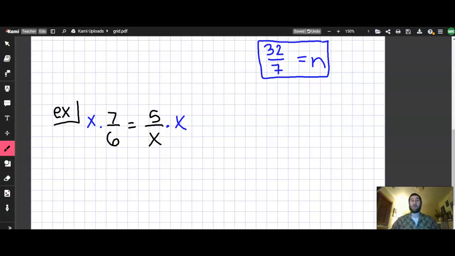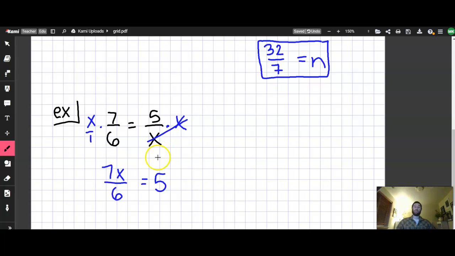And just like a number, because x is representing a number, just like with numbers, anything divided by itself cancels out. So on the side with the 5, x divided by x is 1 and cancels out, just leaving the 5 left over. On the other side with the 7 and the 6, x times 7 divided by 6, well, we can toss a 1 underneath it to help make it a little bit more obvious, but we multiply the tops together and multiply the bottoms together. So that just leaves us 7x divided by 6.